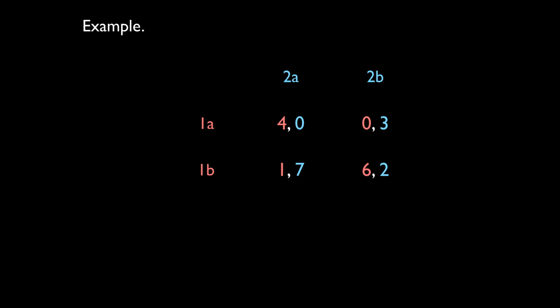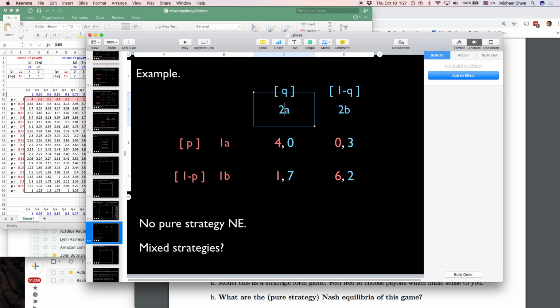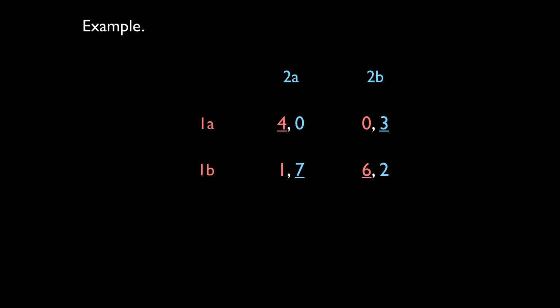Let me just motivate this up here. Is there any other pure Nash equilibria here? If 2 plays A, what is 1 going to do? What's the best response? 4, right? I'll underline it this time. If 2 does B, what's 1's best response? 6. If 1 plays A, 2's best response is 3, right? If 1 plays B, 2's best response is A. Do I have any Nash equilibria? No. So then what do I have to do? I have to do that randomization thing.